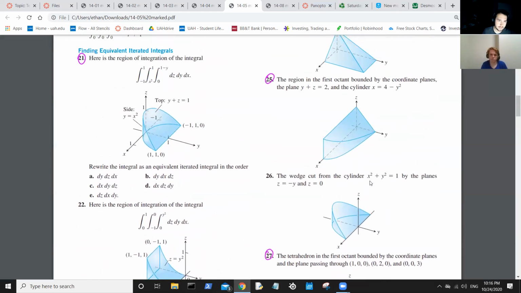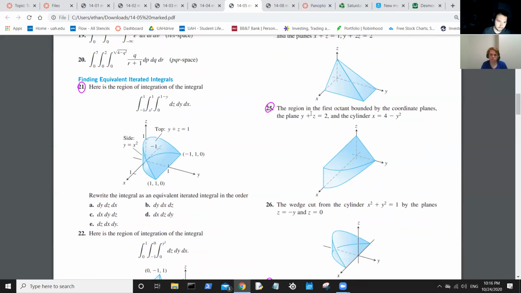All right. Well, in that case, he circled 25, so let's just do 25. We have the plane y plus z equals 2, and the cylinder x equals 4 minus y squared. We'll write this two ways. I'll pick the first way to do it, in the order dz, dx, dy, and then you can pick the order you want for the second one. We'll do it twice to demonstrate.